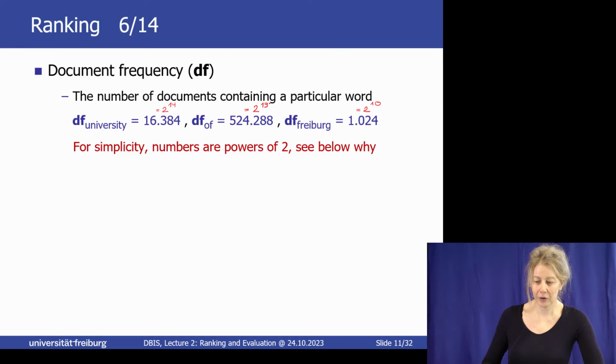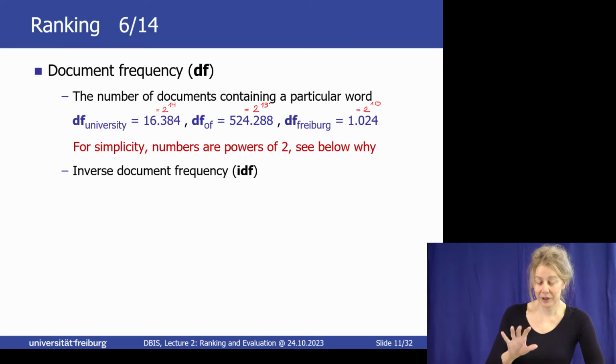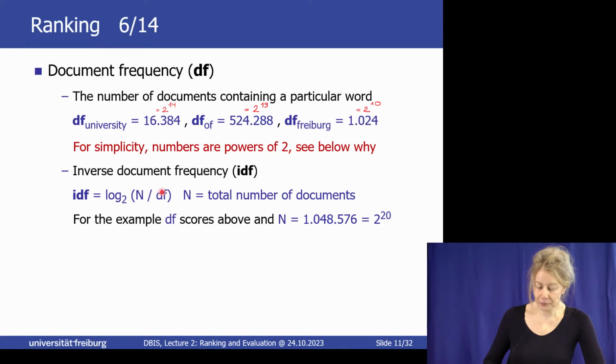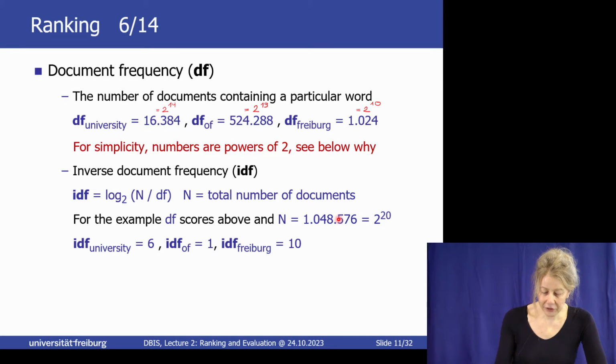Okay, we have these powers of 2. They don't have to be powers of 2, just for the example. Now, the inverse document frequency is just computed as the logarithm base 2 of n over df. And let's assume we have a collection with 1 million documents, which is 2 to the 20. So we take 1 million, the next power of 2. And then we have these numbers. Let's just verify this.